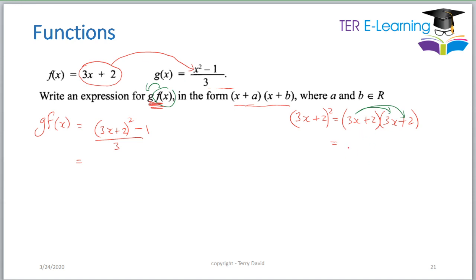So 3x multiplied by 3x will give me 9x squared. And then 3x by 2 will give me 6x, right? So that's only part we've worked out. Then I have to take the second term in the first bracket, this 2, and multiply by this, and then take this 2 and multiply by this, right? So 2 multiplied by 3x will give me 6x, and then 2 multiplied by 2 gives me 4. So this gives me 9x squared plus 12x plus 4.